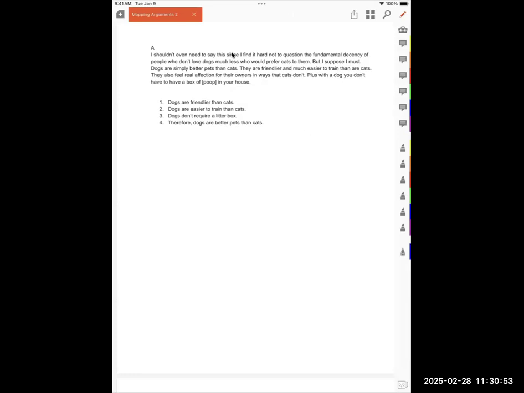And I want you guys to look at this. So this is our argument. Dogs are friendlier than cats. Dogs are easier to train than cats. Dogs don't require a litter box. Therefore, dogs are better pets than cats, right? And so how do we map this argument? How do we show the support it has?